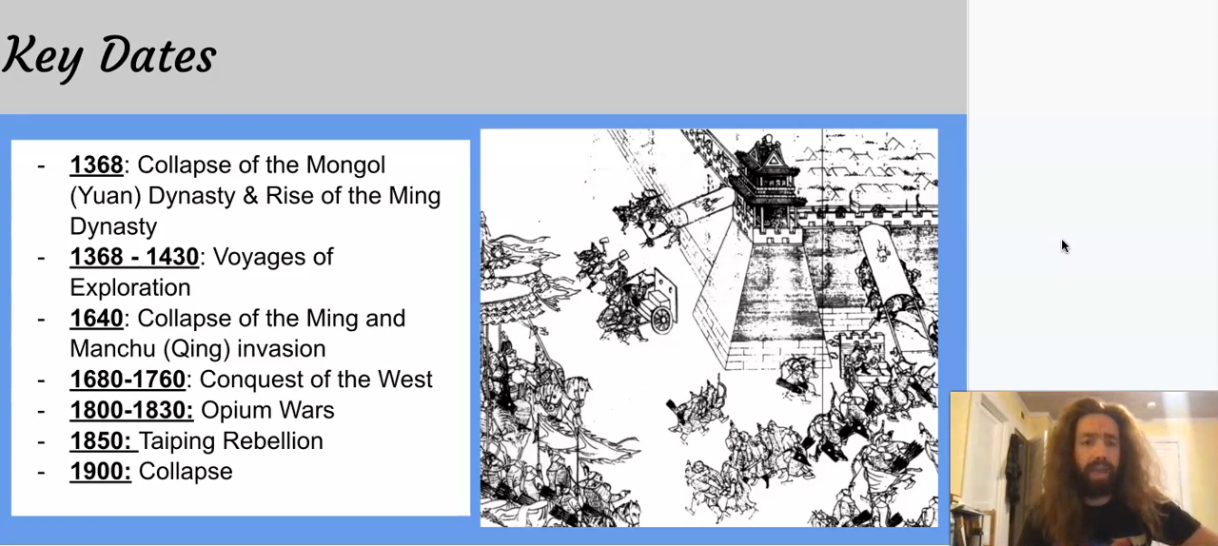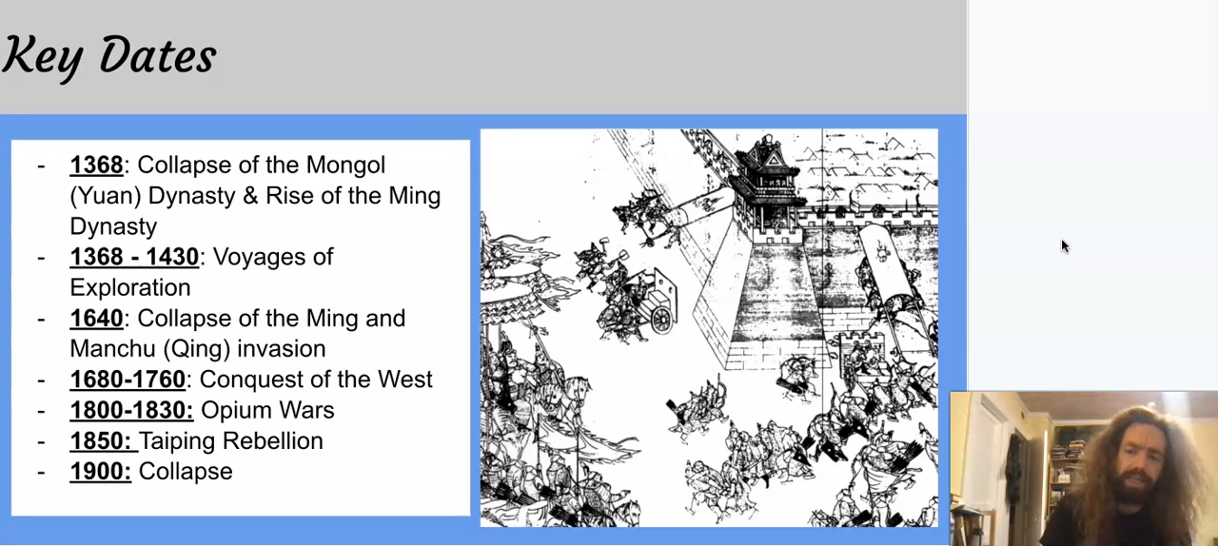So some of the key dates that we're going to be looking at, we're going to be starting with the Ming Dynasty and just mentioning them a little bit because they represent kind of a different direction that China could have gone. And so in 1368, the Mongol dynasty, known as the Yuan dynasty, collapses, and the Ming dynasty is able to overthrow them and take their place. From 1368 to 1430, the Ming dynasty pursue an interesting policy of exploration and trade or tribute collection from various Southeast Asian and Indian Ocean states.